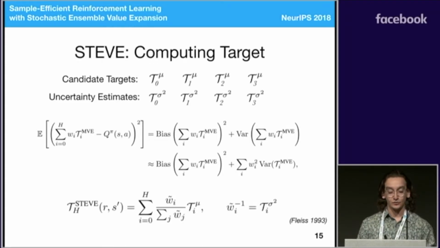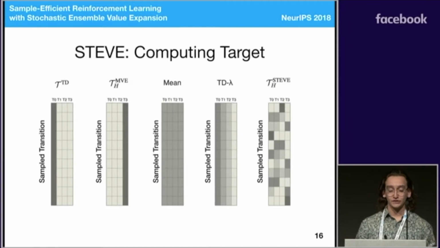As an aside, we can also include the covariance terms, but computing the target then involves taking a matrix inverse, so it's much slower. We find that it doesn't make a significant difference in performance, so we don't do it in practice. So essentially, as you can see here, our final target for T-Steve is a weighted average of our candidate targets, where the weight of each horizon length is proportional to the inverse of the variance of the predictions at that horizon length.